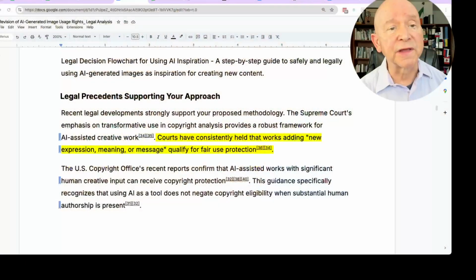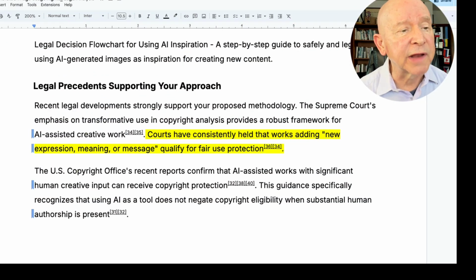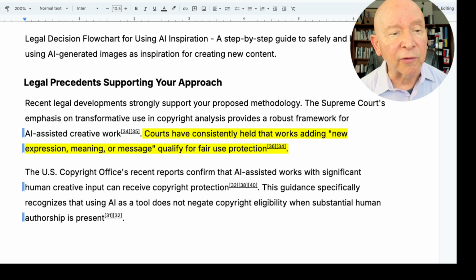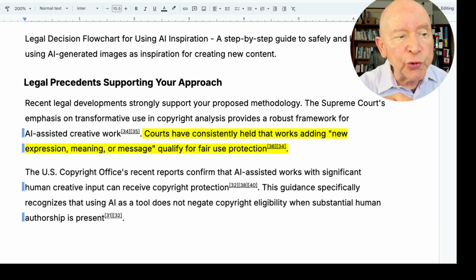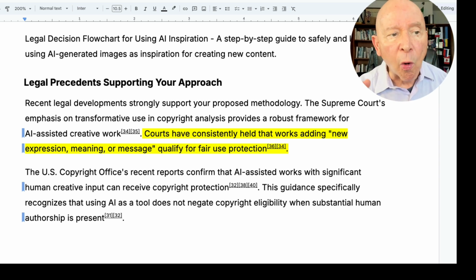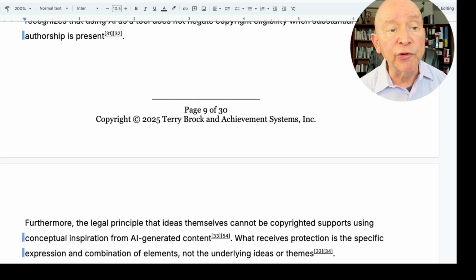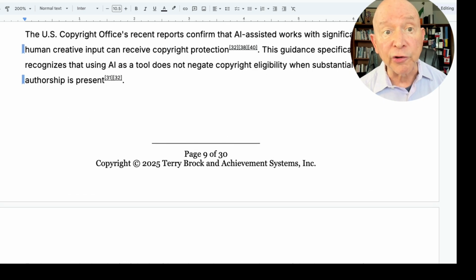You create your own image there. And the key is you're saying, okay, I'm going to create this with my own thoughts, my own feeling, and put it in there. And there's some documentation to back that up. And again, I am not a lawyer, so this is not legal advice. You need to get your own legal advice on this. But here's what it said to us as we looked at it here. Courts have consistently held that works adding new expression, meaning, or message qualify for fair use protection. So you do it on your own, you're going to get something really good that way.